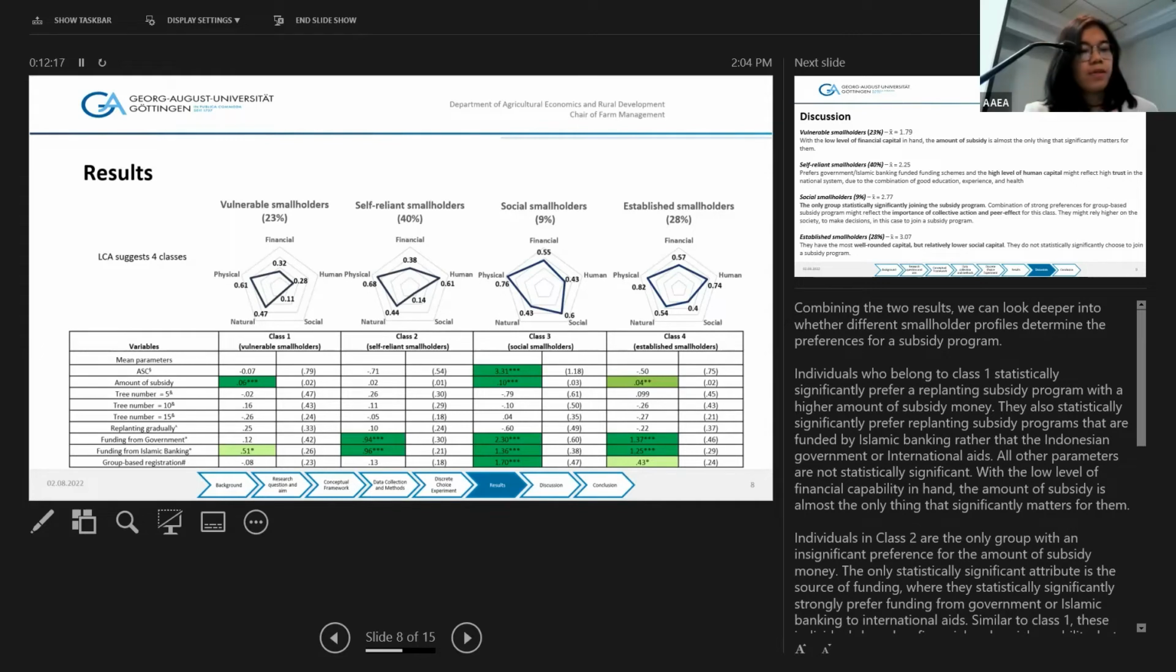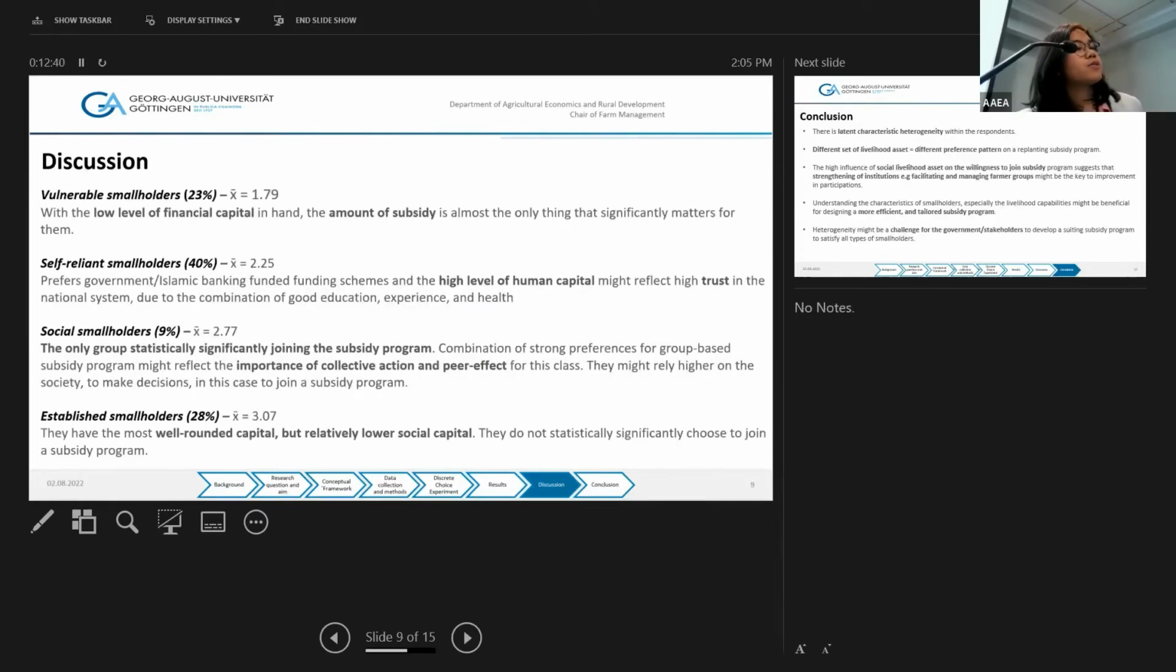And here the amount of subsidy also matters for them, but also the funding, and also group-based registration. But they don't significantly choose to join the subsidy program. So here are the scores of the livelihood assets. The results from the latent class analysis were linked to the results of the mixed logit model for each class. For vulnerable smallholders, with their low level of financial capital in hand, the amount of subsidy is almost the only thing that significantly matters for them.